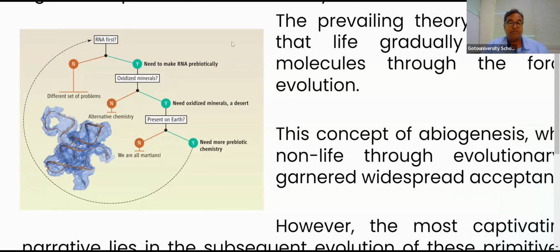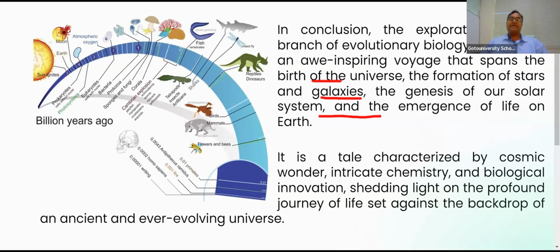This is the way you need to remember in your mind. Okay. So here, if you're talking about the conclusion or the origin of life, if you're listening to this concept very clearly, the branches of evolutionary biology take place on the inspiring voyage that spans the birth of the universe, right? The formation of the stars and galaxies, the solar system, and the emergence of life. So here you need to understand how the universe has originated, how the stars and galaxies are formed, and then the solar system and emergence.